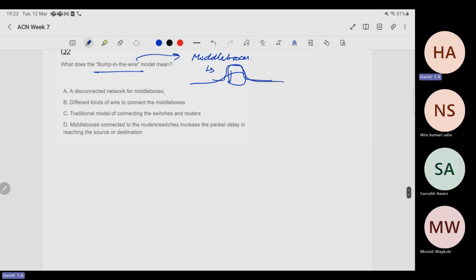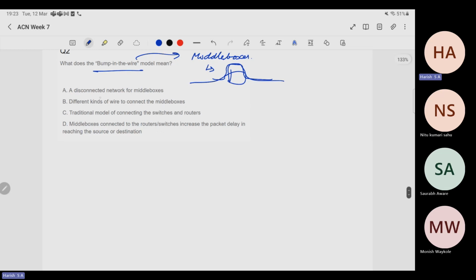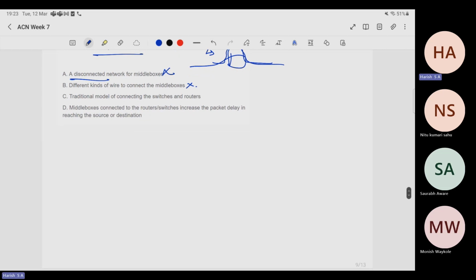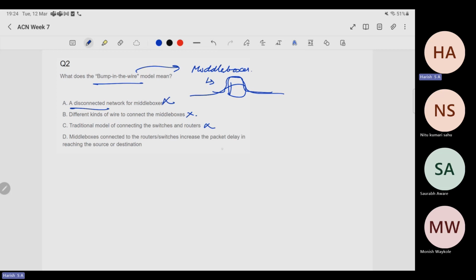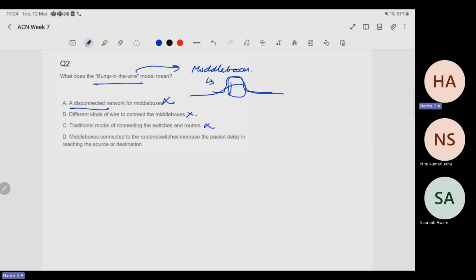A disconnected network for middle boxes. I don't think so because it's not disconnected, right? So this is wrong. Different kinds of wire to connect the middle boxes. No, not really. Also, it is a traditional mode of connecting the switches and routers. Is it a traditional mode of connecting the switches and routers? Nope. It has nothing to do with bump in the wire. And finally, middle boxes connected to the routers or switches increase the packet delay in reaching the source or destination. Yes, this is the answer, right?